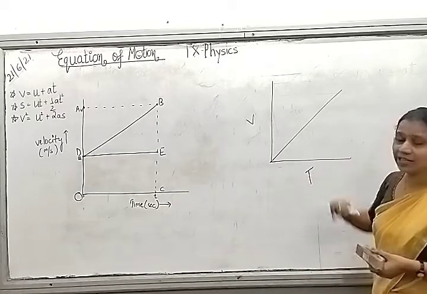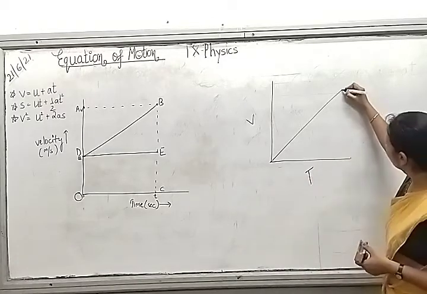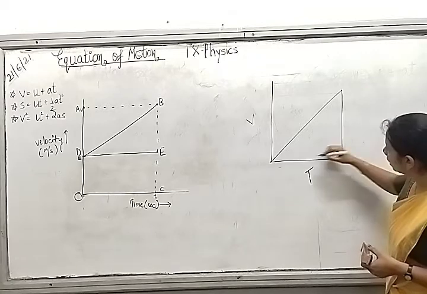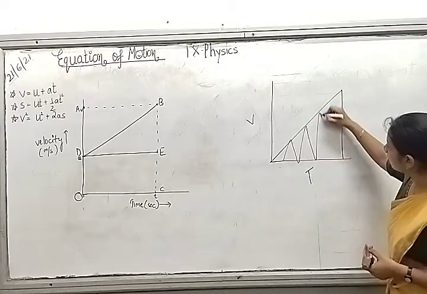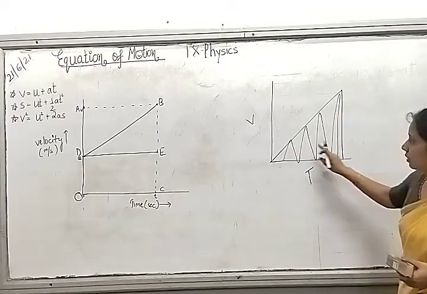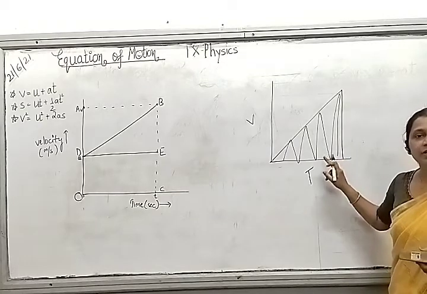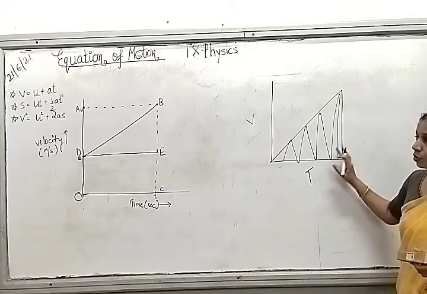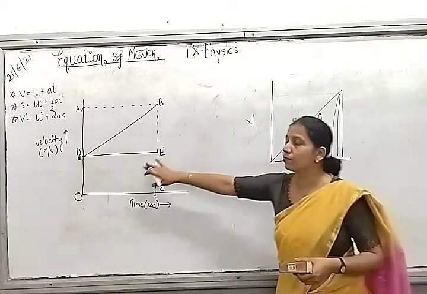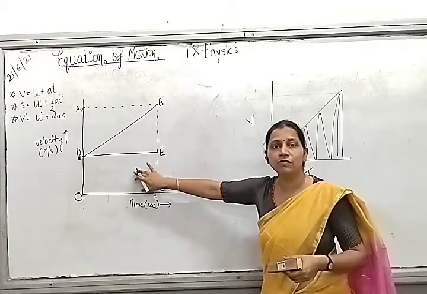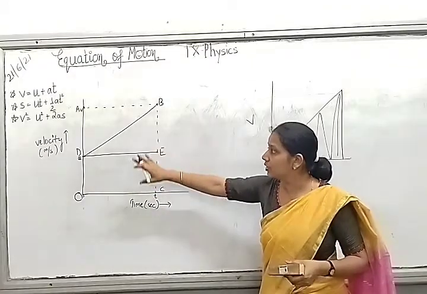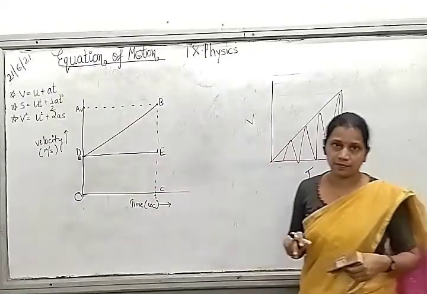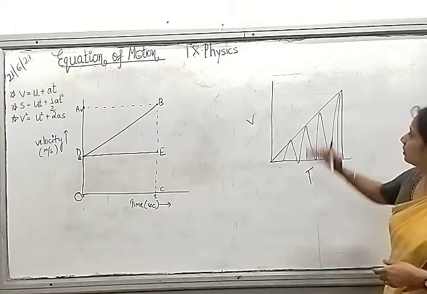So to find the area covered, you have to simply drop a line over here. Now this is the area covered, and if you can find this area, then you will get the distance. So to find distance from the velocity-time graph, I have to find the area covered by DB. Okay, so let's start.